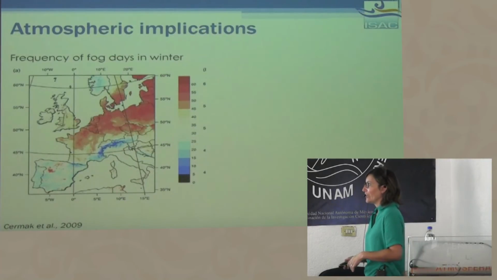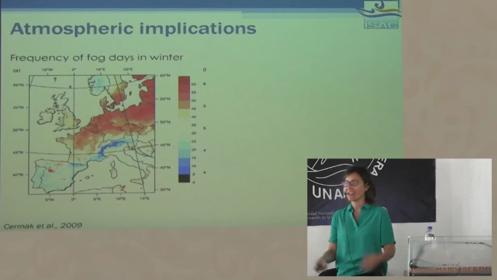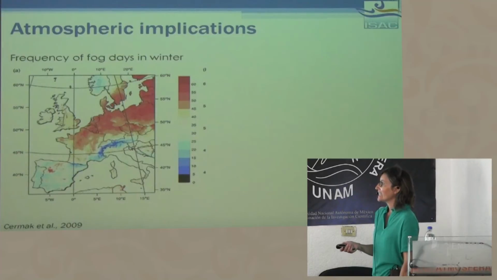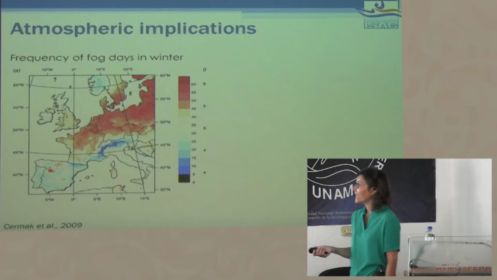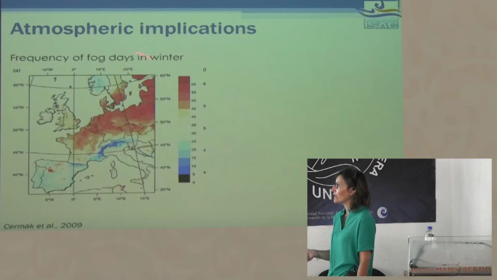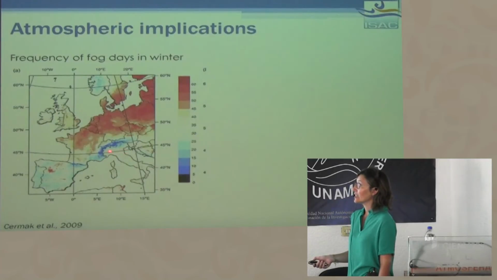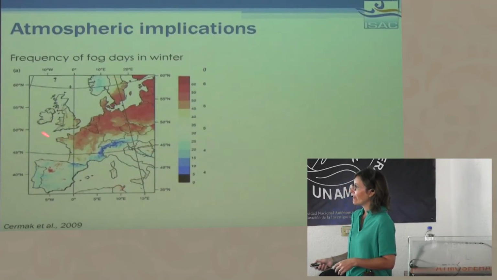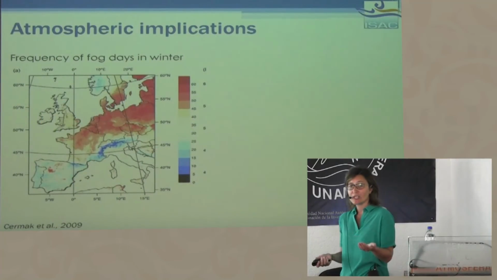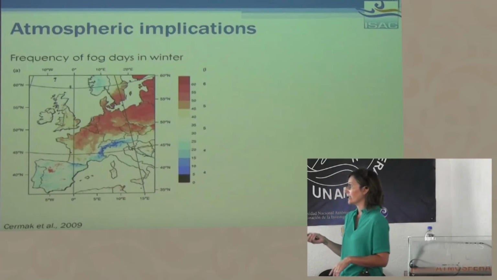Well, you might say, okay, you have seen that in the Po Valley. How important is that on a larger scale? Well, I said that we see several fog events in the Po Valley, but here I'm reporting the map over Europe of the frequency of fog days in winter. And as you can see, the Po Valley is actually not one of the foggiest places in Europe. We have several fog events and very humid conditions here in Northern Europe. So potentially we have the conditions in winter for the formation of aqueous secondary organic aerosol.